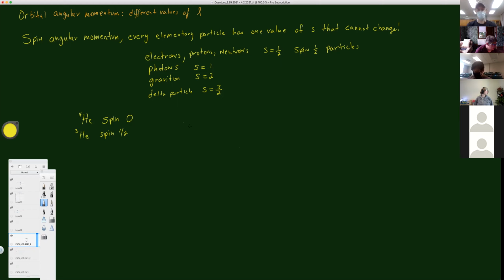We have a class of particles which are called fermions. You might have heard of that, fermion. They have half integer spin.